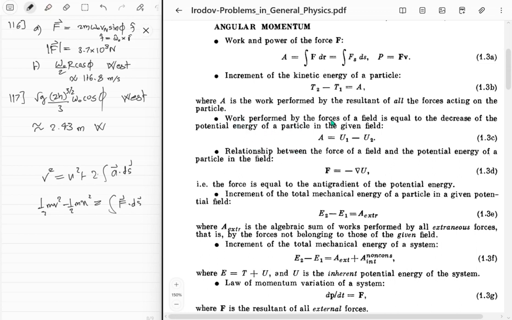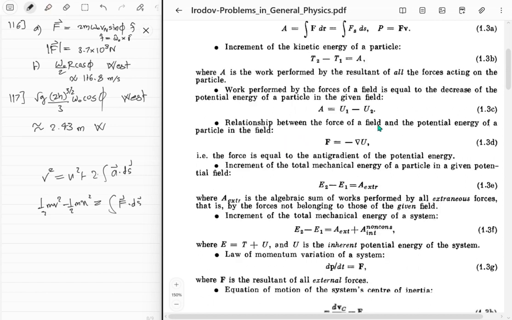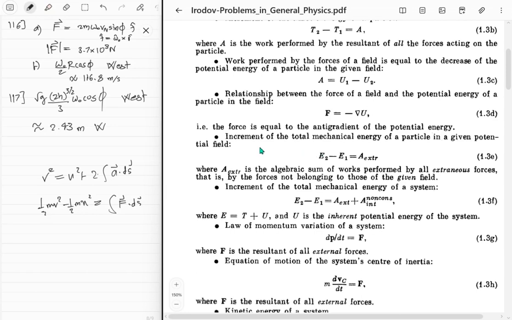And then what we have: work performed by the forces of a field is equal to the decrease of potential. I mean, that is the way we define potential energy. The relationship between the forces of a field and the potential energy of a particle is F equals negative gradient of U. Yes, that is from the definition itself. It's not even a formula. Okay, the increment of the total mechanical energy of a particle in a given potential field.